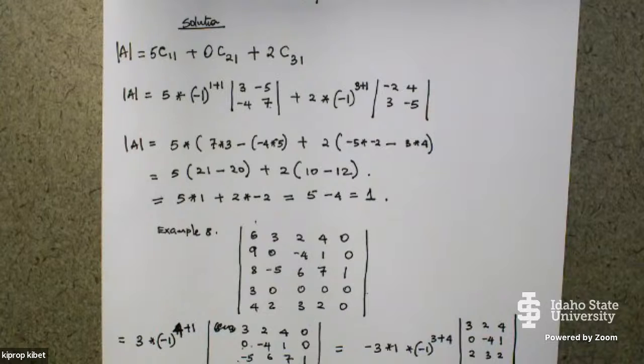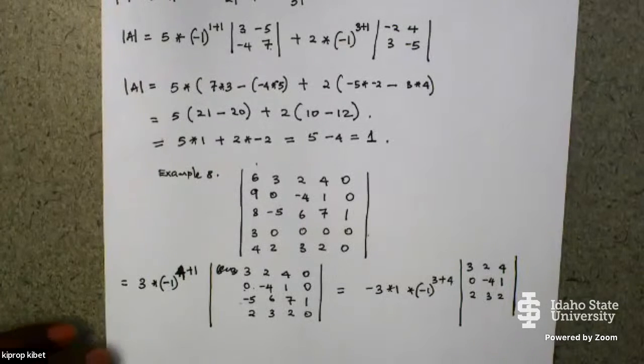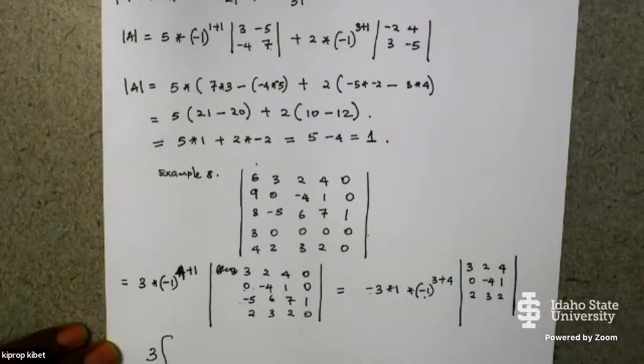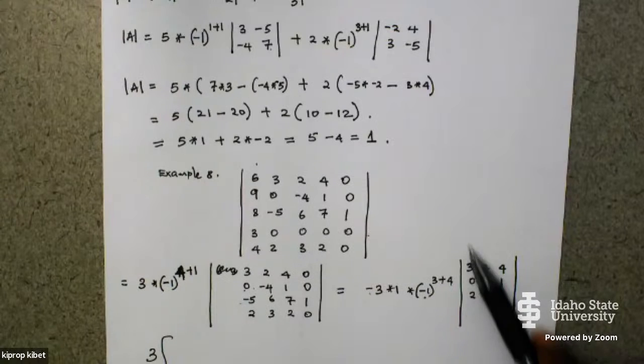Now, this is 3 plus 4, that is 7. So this is negative. So this will be positive. All of that is positive. The same way, do the same way here. Now, this 3 and this minus 1, now it will give us 3. So which one has more zeros here? So you can use this.